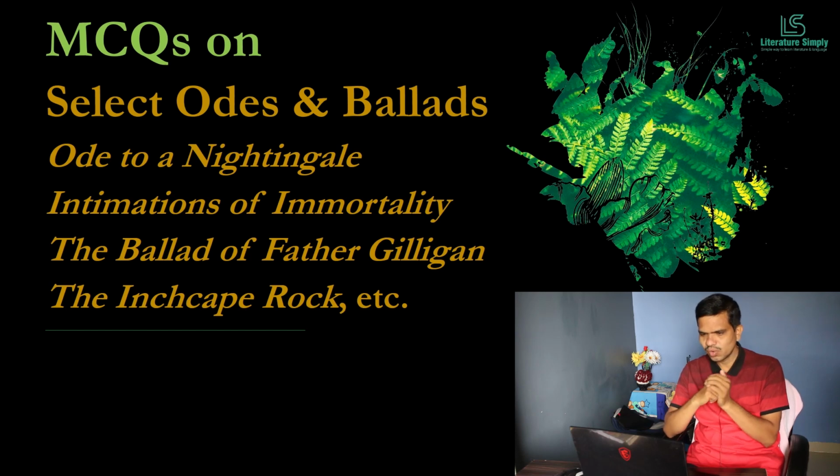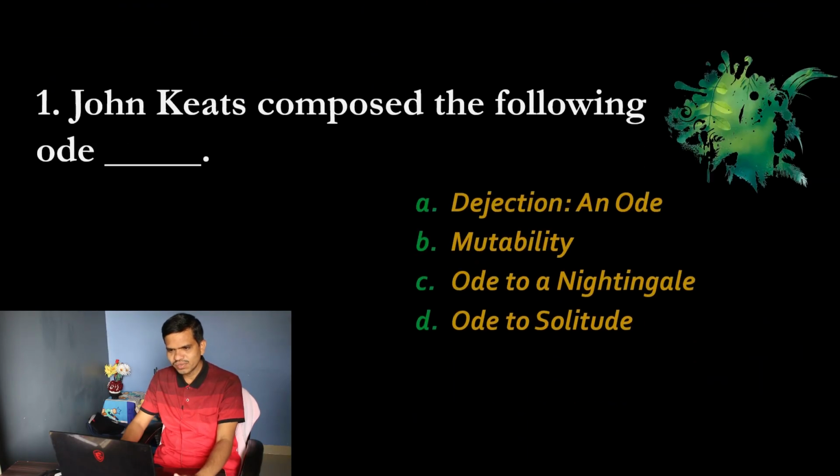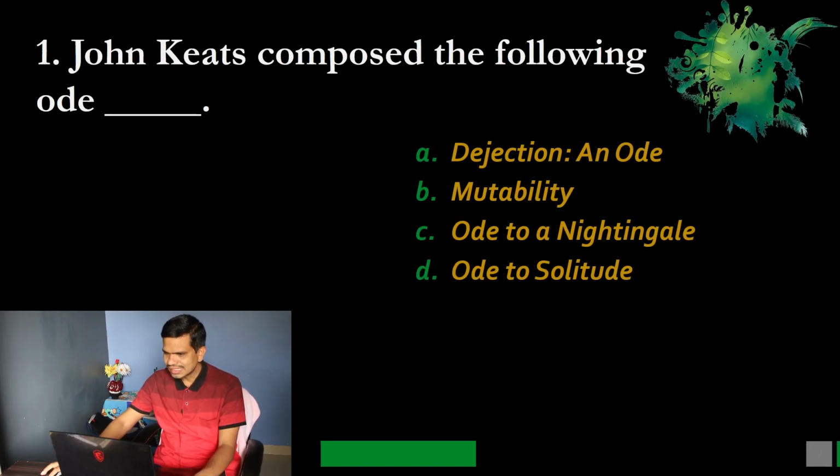For example, we have odes like Ode to a Nightingale, Intimations of Immortality. Then we have ballads like the Ballad of Father Gilligan, the Inchcape Rock, and others. So here the very first question: John Keats composed the following ode dash, and options are A. Dejection: An Ode, B. Mutability, C. Ode to a Nightingale, and D.